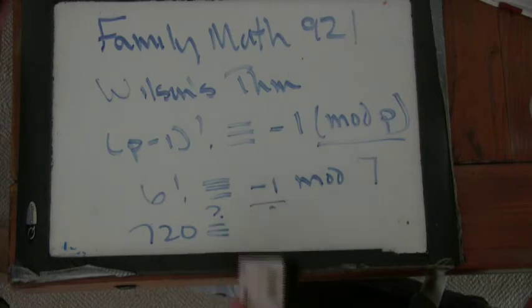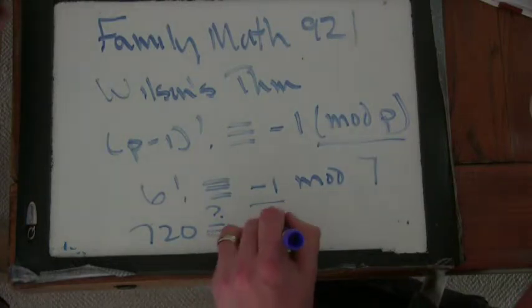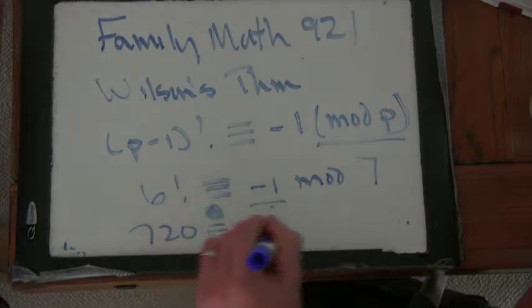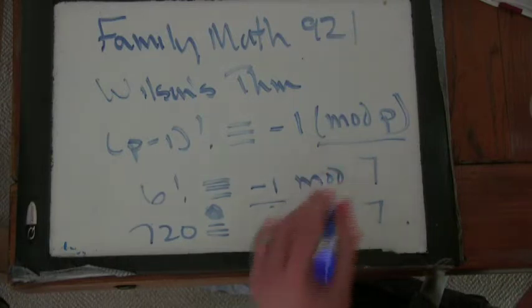Well, 721 would be a multiple of 7. So 700 we know is a multiple of 7, and 21 we know is a multiple of 7. So yes, this indeed works. Alright, yay. So I can erase the question mark. It is equal to negative 1 mod 7.